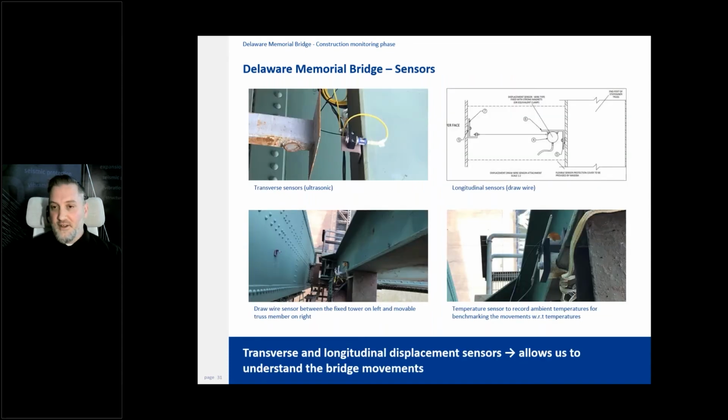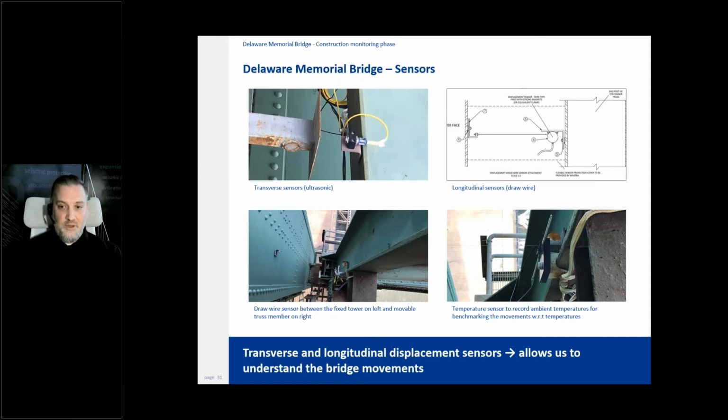In terms of the transverse and longitudinal sensors, this is what they look like, and they give us an understanding of the existing bridge movement. So remember, again, this is construction phase, setting baselines, getting existing data.